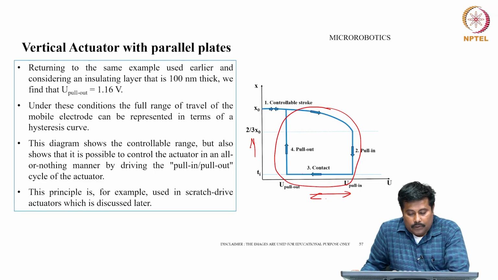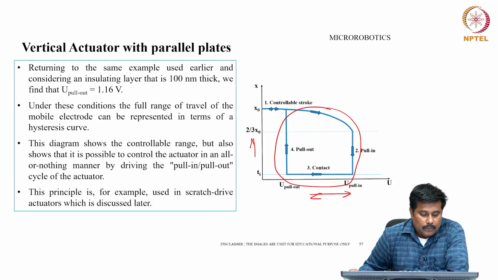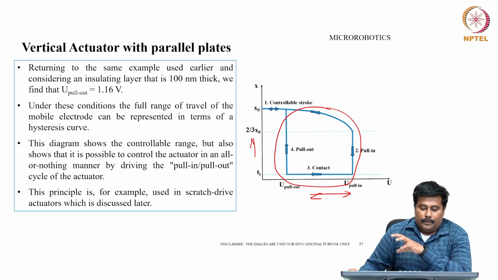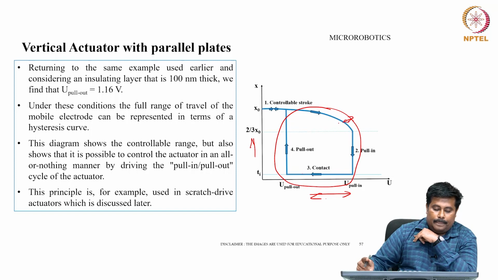Returning to the same example used earlier and considering an insulating layer that is 100 nanometer thick, we can observe that U pull-out is around 1.16 volts. Under these conditions, the full range of travel of the mobile electrode can be represented in terms of a hysteresis curve as shown over here.